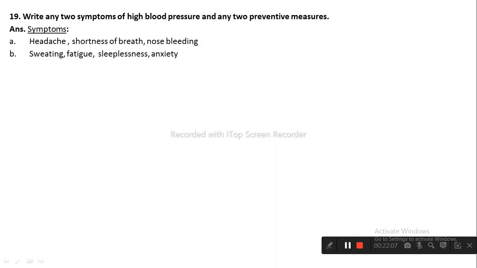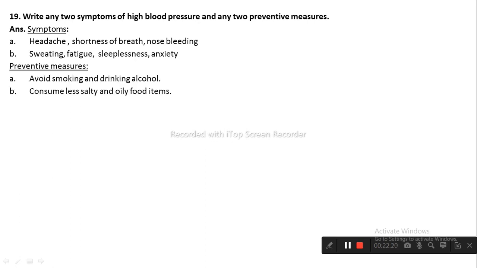Next, the symptoms of high blood pressure and two preventive measures. High blood pressure symptoms are headache, shortness of breath, nose bleeding, sweating, fatigue, sleeplessness, anxiety, etc. And preventive measures: we have to avoid smoking and drinking alcohol. We have to consume less salty and oily food items.